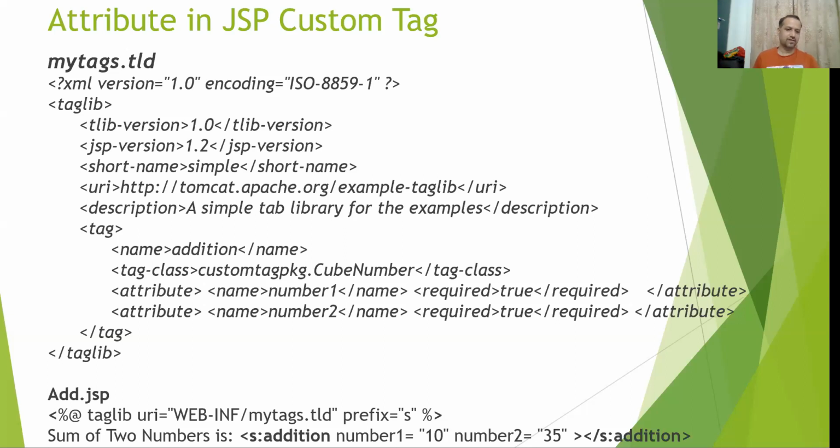Okay, now after that, the sum of two numbers line is just like a printing element. Now my tag comes as s colon addition. I have given the name as I have given here. The name is addition, so here I am going to use addition. Number 1 is equal to 10 and number 2 is equal to 35. Whatever value I pass is going to be processed.